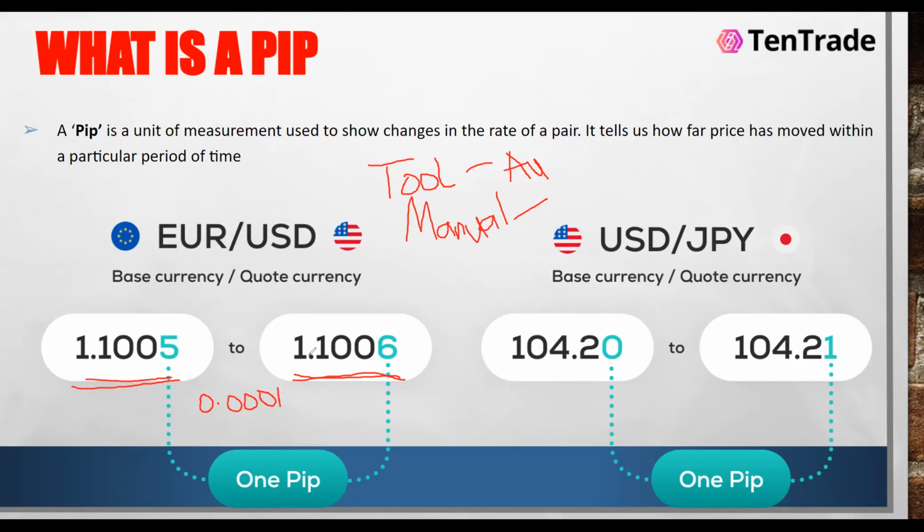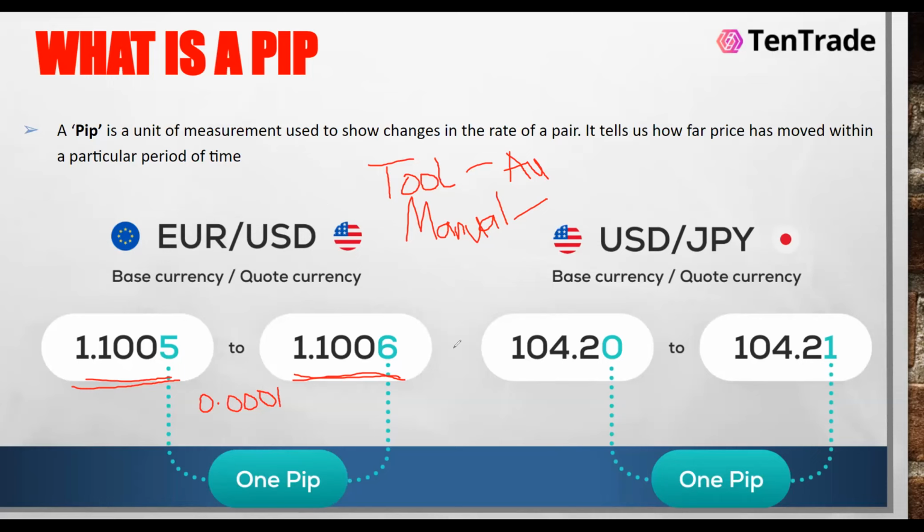And then step two is to move the decimal, for every currency pair aside from JPY. Okay, I beg your pardon. Let me quickly, I omitted a particular slide.